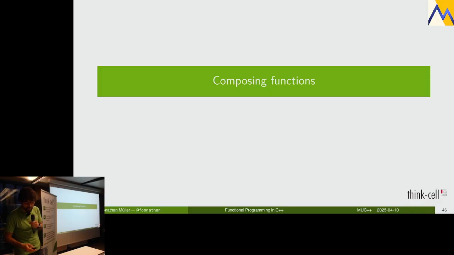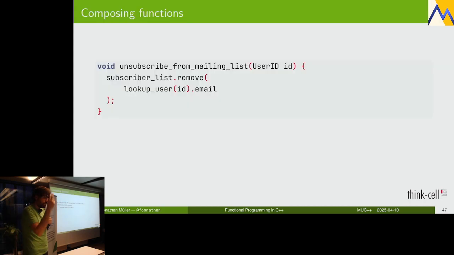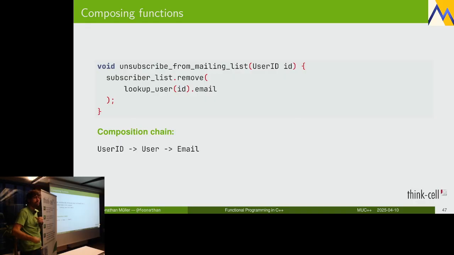Okay. So let's look at composing functions more generally. This is a function that unsubscribes a user from a mailing list. So we just get the user ID, we look it up, we get its email, we remove it from the subscriber list. And this is a composition of functions. We start with a user ID, we turn that into a user, we turn that user into an email, and then we do something with it.